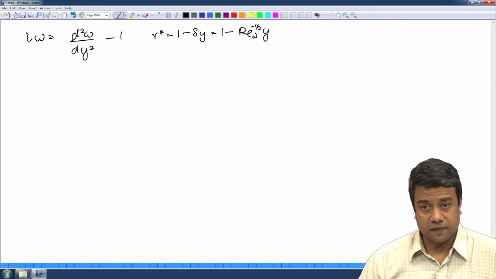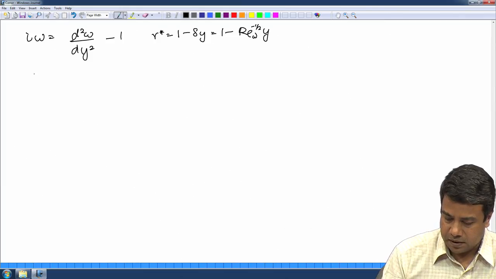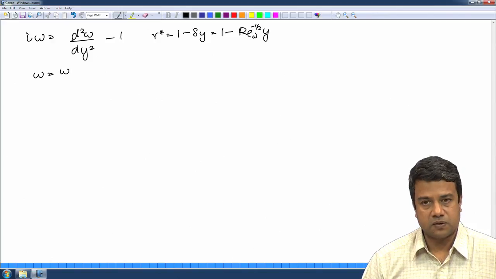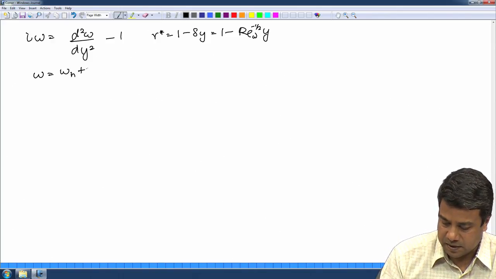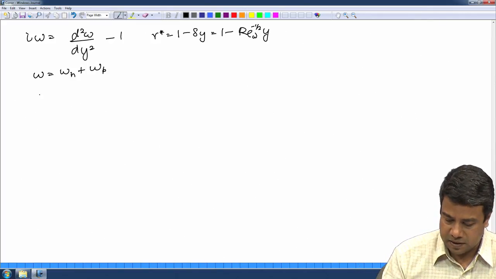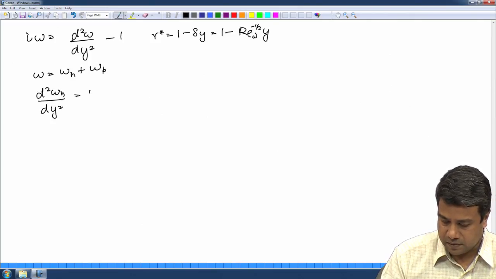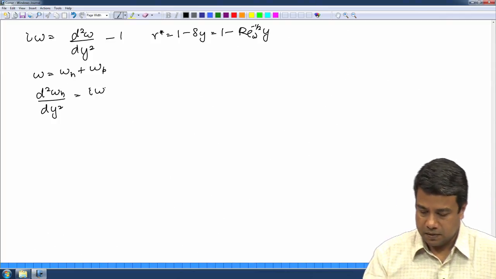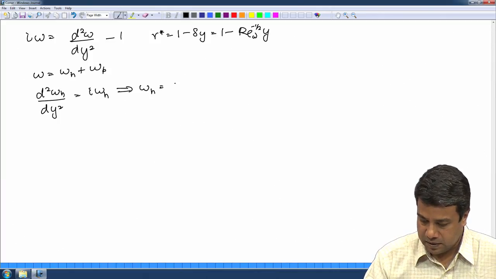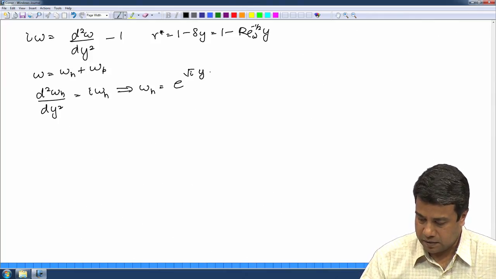Now I can solve this equation. This is an inhomogeneous equation, therefore, W has two parts, one is a homogeneous part plus a particular part. The homogeneous part satisfies the homogeneous differential equation d squared W homogeneous by dy squared is equal to I W, which implies that W homogeneous is equal to e to the power root of I into y.